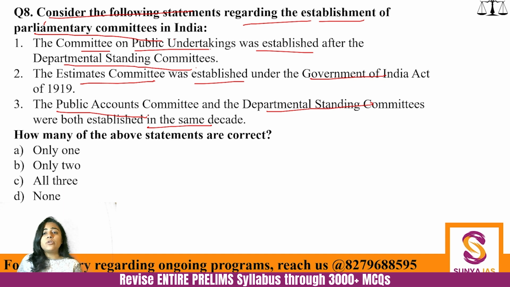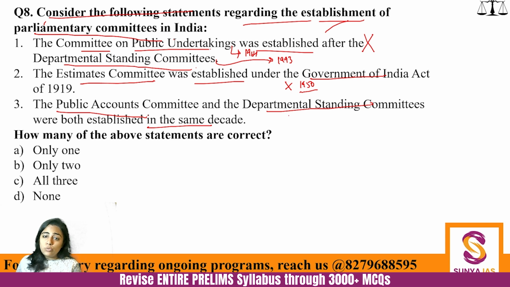So first statement you know is absolutely incorrect. Committee on Public Sector Undertakings was in 1964, the year that Jawaharlal Nehru died, and Department Standing Committee was in 1993. Right? So this is incorrect. Estimates Committee established under Government of India Act? No. It was established in 1950 on the recommendation of John Mathai. First time it was established in 1921, no doubt. But it did not continue post-independence. First time it was established in 1950. Okay. So this is incorrect.